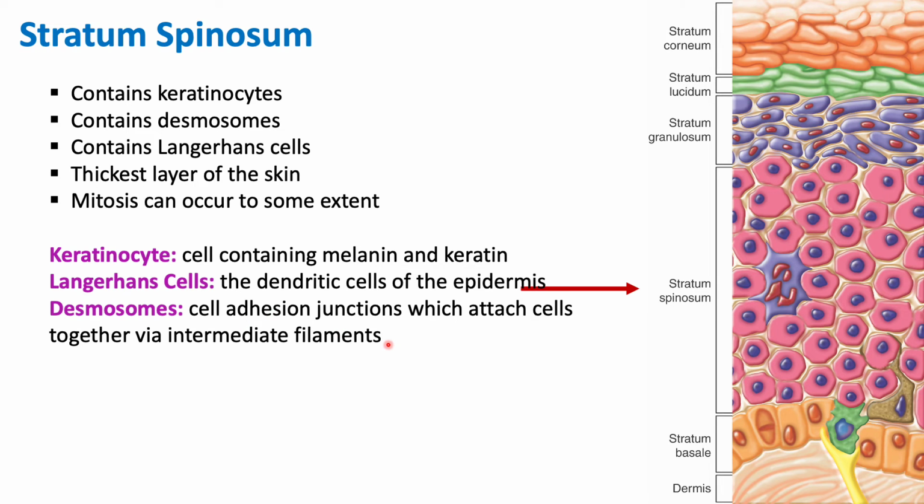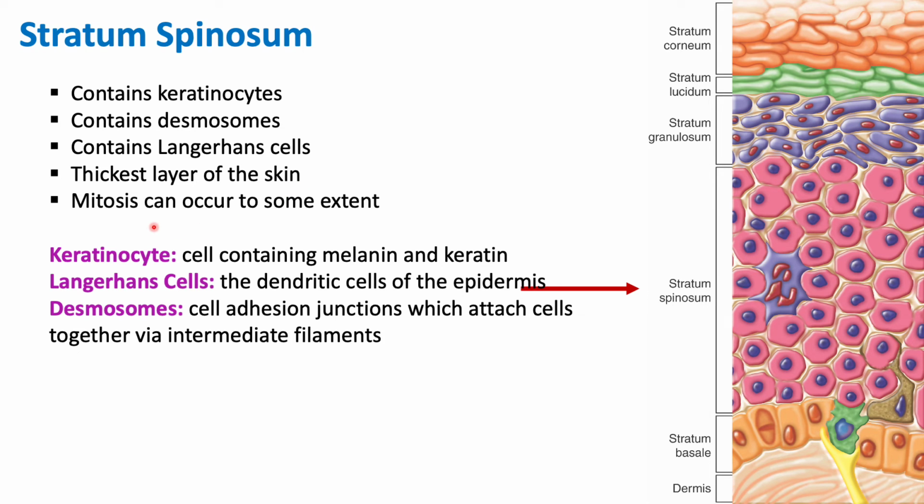Now, the stratum spinosum also contains Langerhans cells, which are dendritic cells of the epidermis, which allow for communication between the innate and adaptive immune system. Now, we know that the skin is our outermost barrier of contact, and it makes sense that within our skin, we have a layer that allows for communication towards our immune system. And this is done through the Langerhans cells.